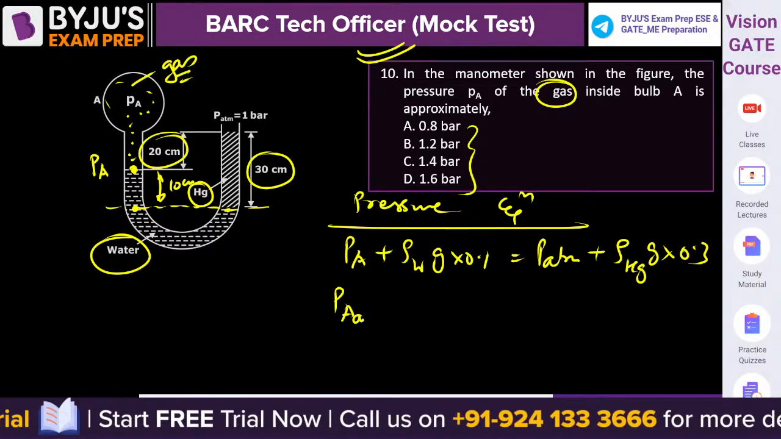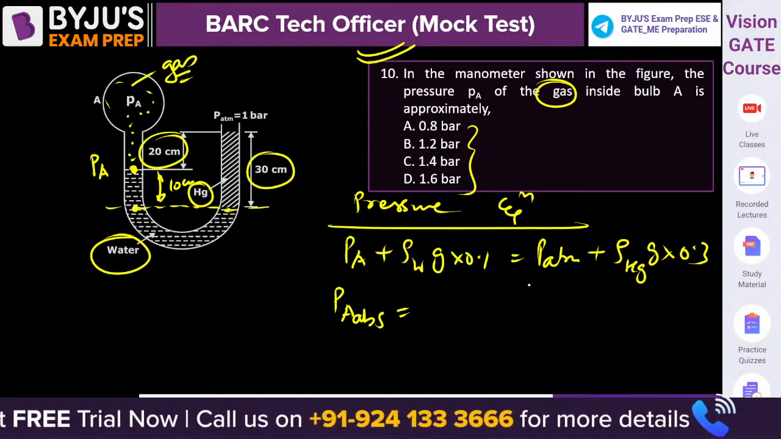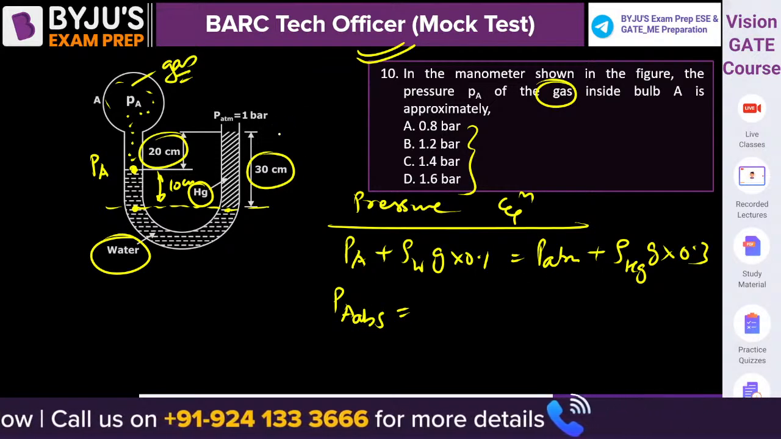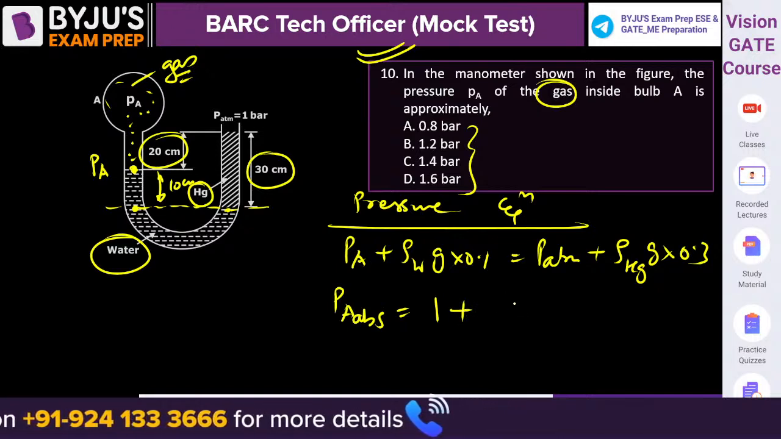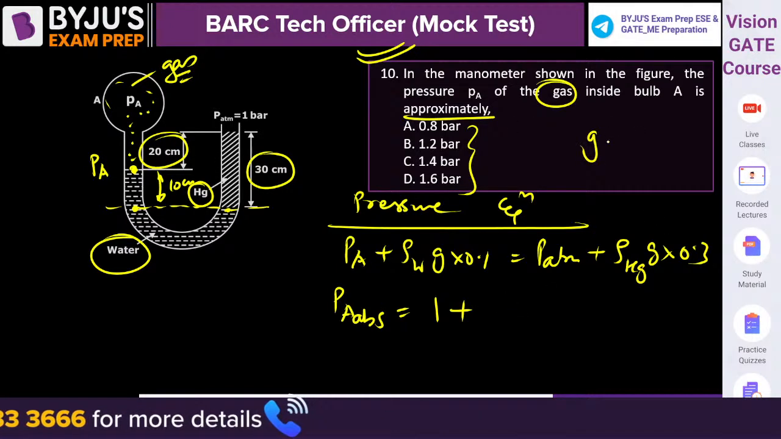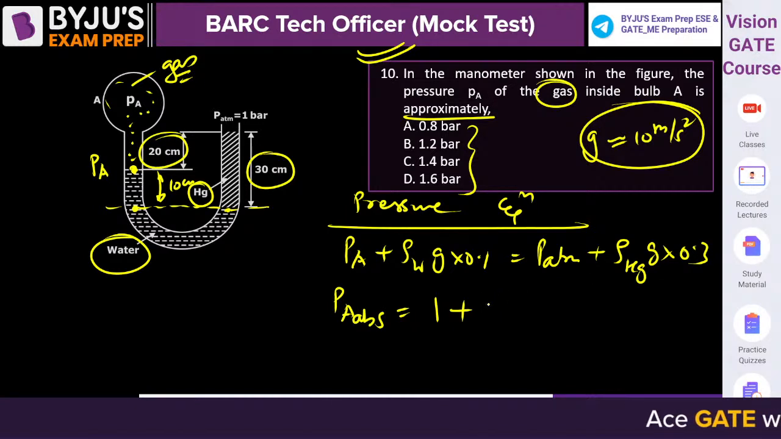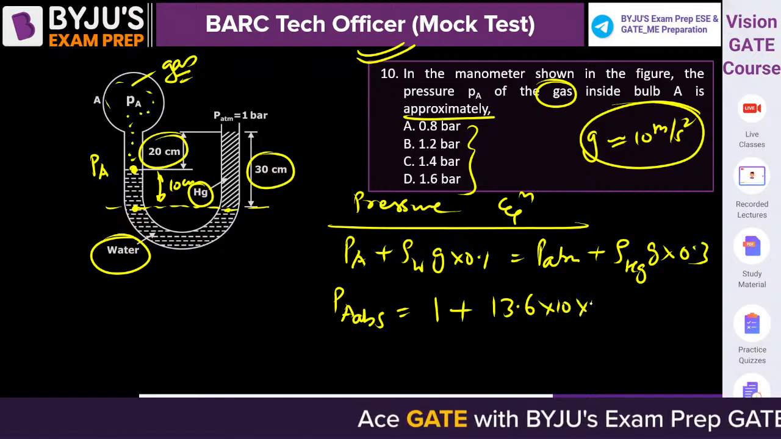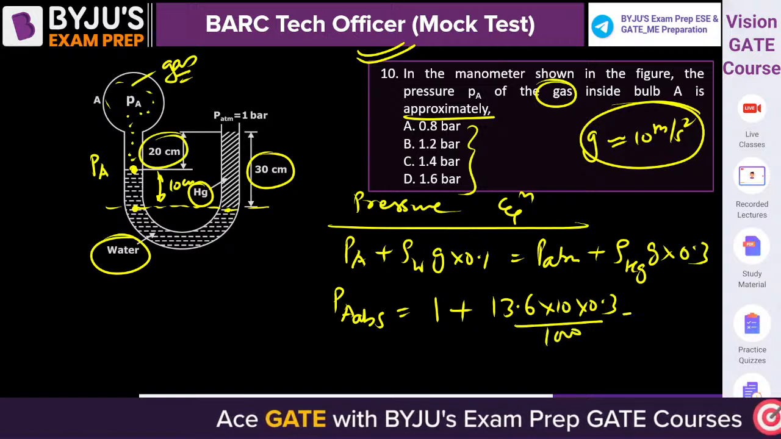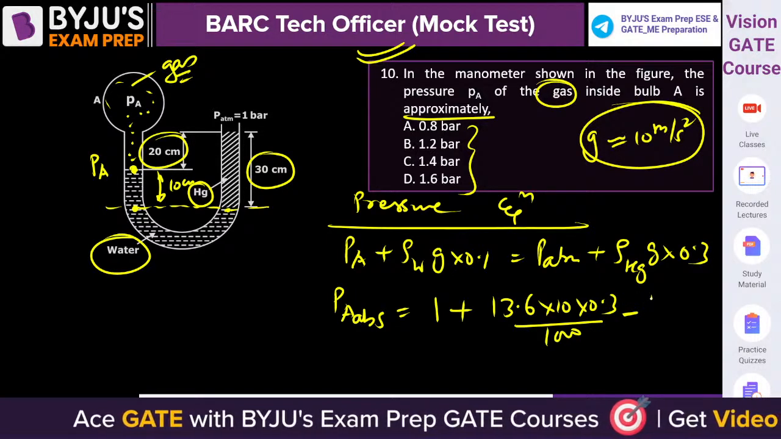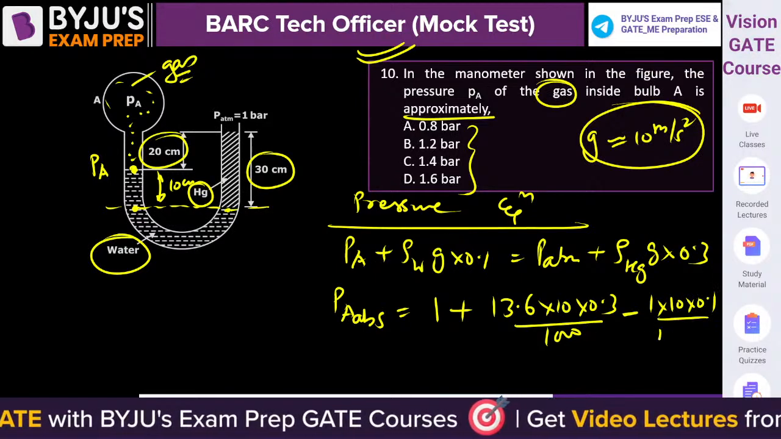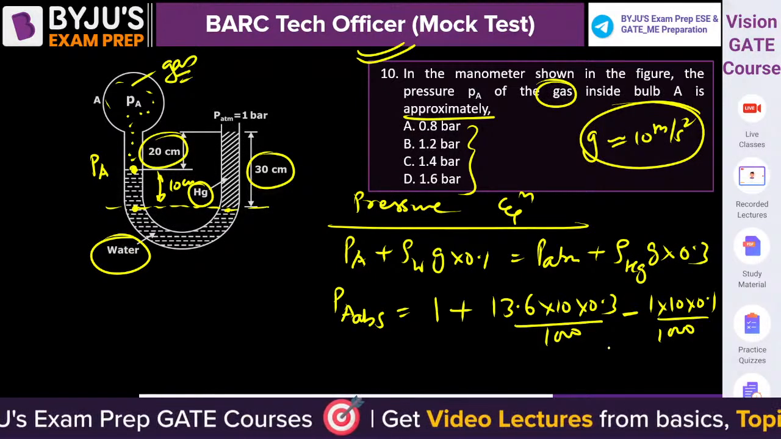So PA absolute will be equal to P ATM, that is 1 bar, 1 plus G. Let us take approximately, it is asking, then you can take G as 10 meter per second square. Put the value of G as 10 meter per second square. So 1 plus density is 13.6 into 10 into 0.3 divided by 1000 minus 1 into 10 into 0.1 divided by 1000.